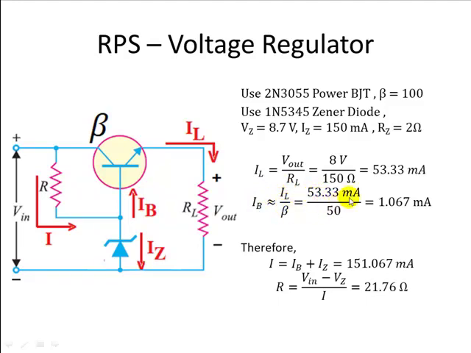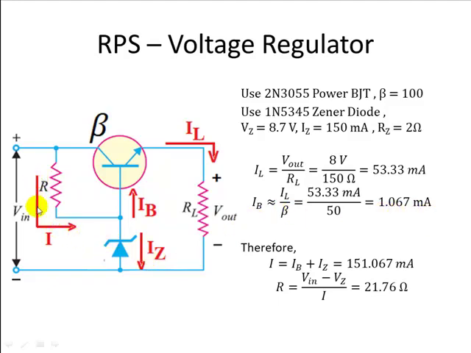The load current we have calculated in the previous step, that is 53.33 milliampere. And I have taken a nominal beta of 50, even though the data sheet says that maximum beta is 100. I am not sure whether I'll get 100, so I have taken half of it, 50. So 53.33 milliampere divided by 50 will give you 1.067 milliampere. That is the base current.